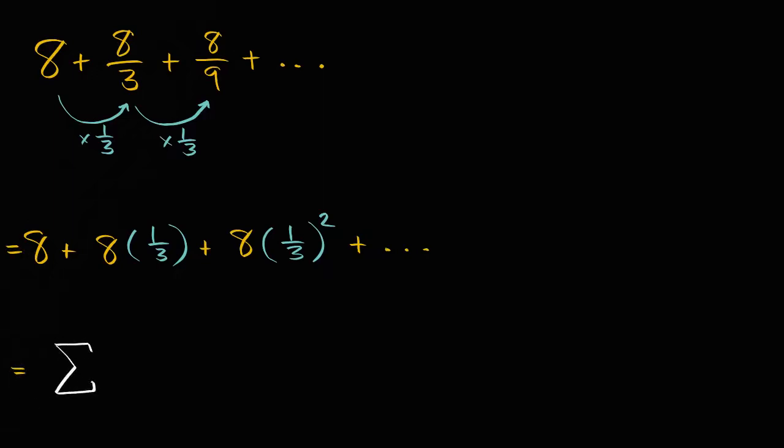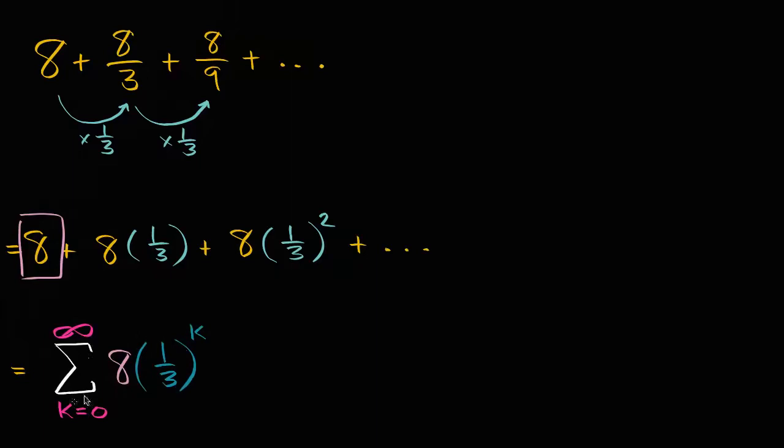and we could start at 0 or at 1, depending on how we'd like to do it. We could say from k is equal to 0, and this is an infinite series right here. We're just going to keep on going forever, to infinity of, well, what's our first term? Our first term is 8, so it's going to be 8 times our common ratio, 1/3, to the k power.